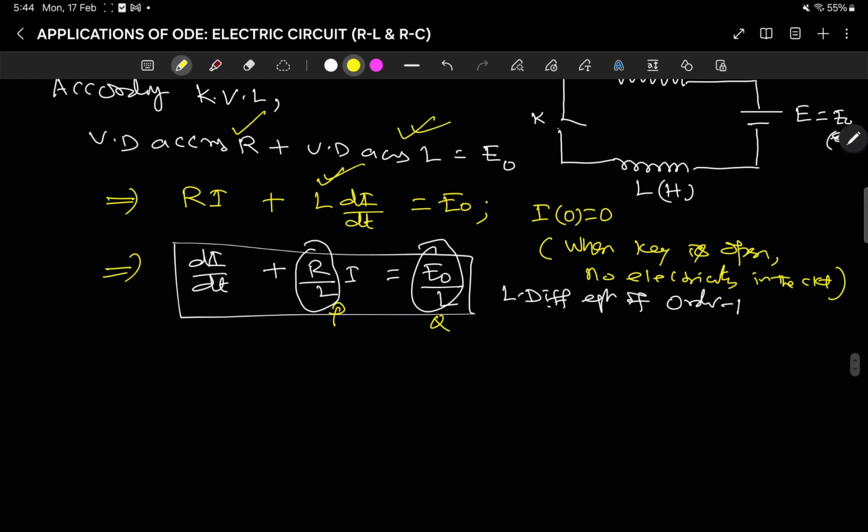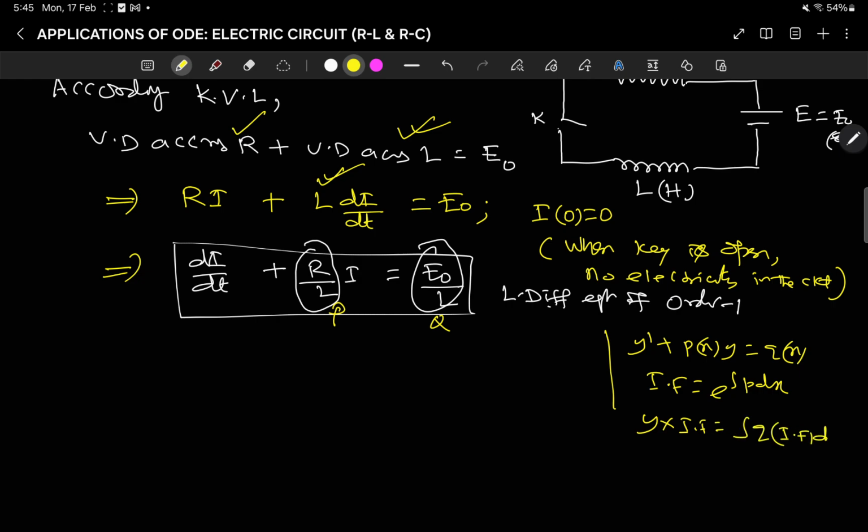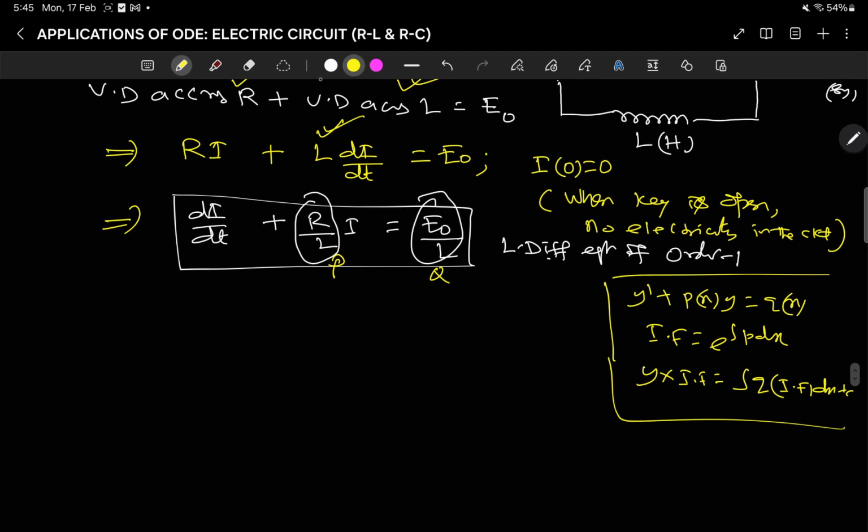You know the integrating factor. So what is the general form of an ordinary linear differential equation? y' plus P(x)y is Q(x). Integrating factor is e to the power integral P dx. Then y into integrating factor is integral of Q into integrating factor dx plus c. So this is the idea, and we apply it here. So what is my integrating factor? The integrating factor is e to the power integral R by L dt. Okay, so this is equal to e to the power R by L t.